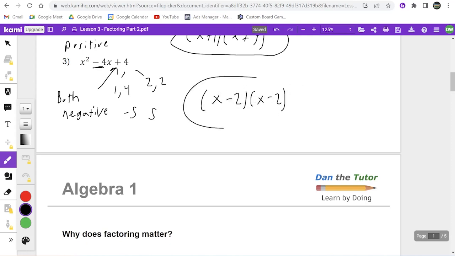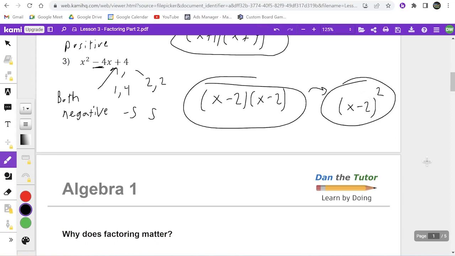And here's a fun fact. Since these are exactly the same, another way you can write this is also an acceptable answer. You can write x minus 2 quantity squared. I don't expect you to write it like this. It's perfectly correct if you do, but I'm fine with the left. X minus 2 times x minus 2. Any questions on that page?